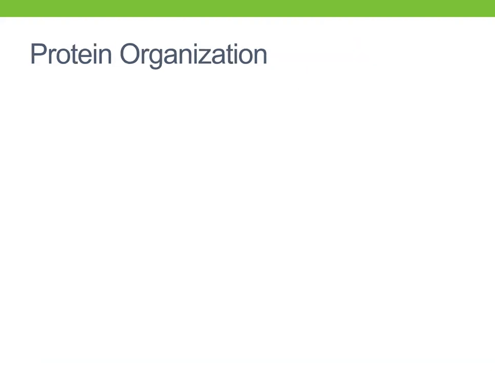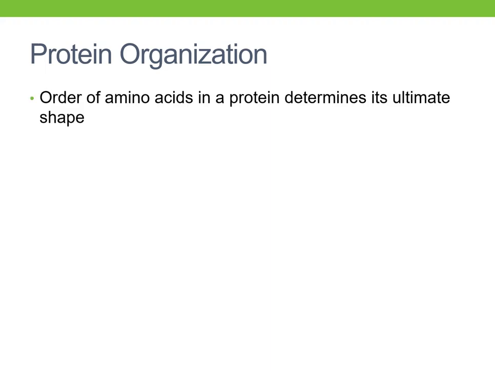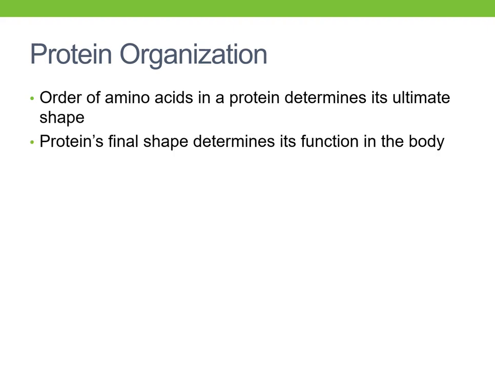Next, let's talk about how we're going to put all those amino acids together and organize our proteins. The order in which we put those amino acids together in our protein is going to determine its ultimate shape. So we have some things that are going to be more straight chains. We're going to have some things that are more branched. We're going to have some things that are a little bit more globular in shape. So there are many, many different shapes. And that shape is then going to determine its function.